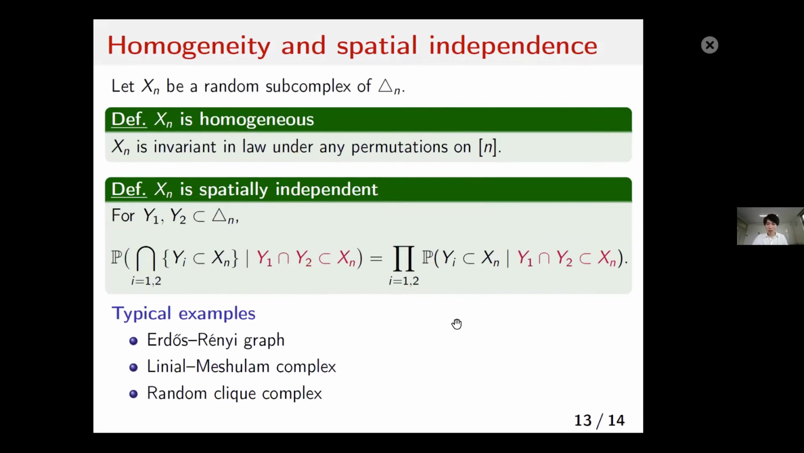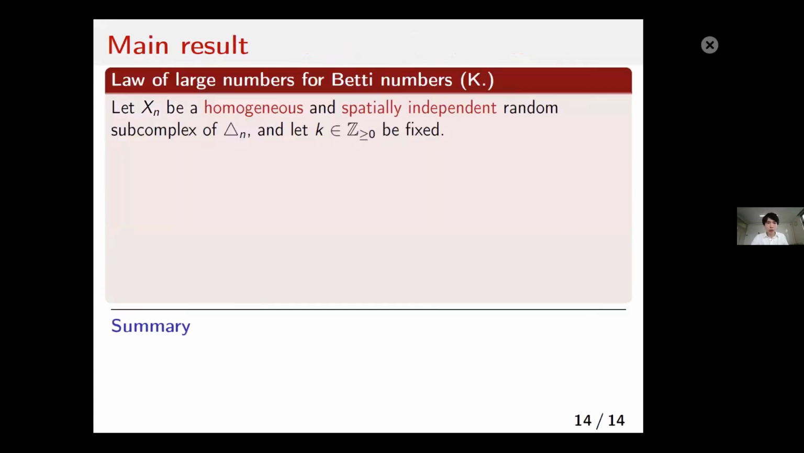Then I will show this result. This is the main result, and this is the last slide of this talk. So let Xn satisfy homogeneity and spatial independence, and let k be fixed as the dimension we consider.